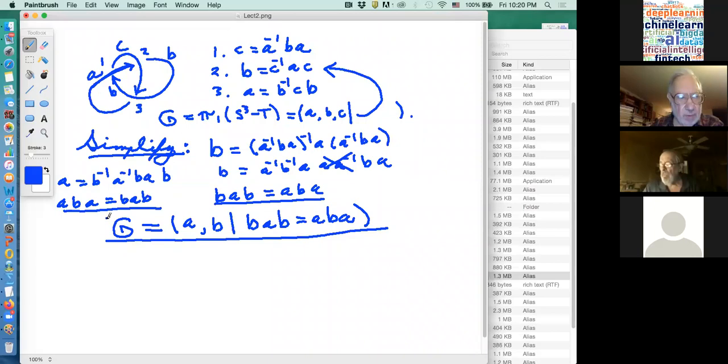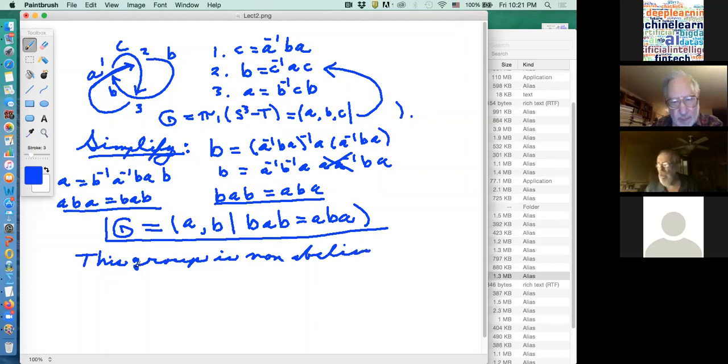One remark that we would like to make immediately is that this group is not abelian. And therefore, the trefoil knot is knotted. So this is the view from the group.